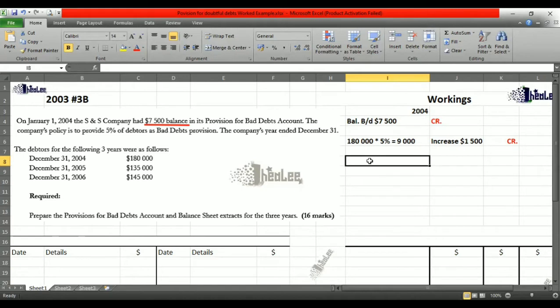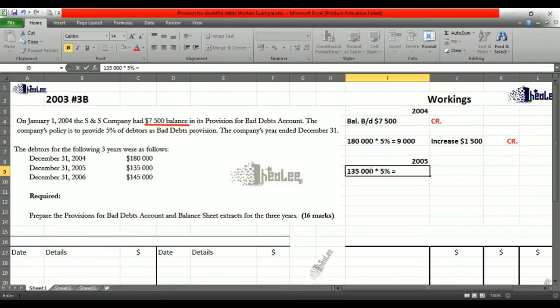Now we're going to look at the year 2005, and we need to ascertain what is the balance in our provisions account for 2005. Our debtors value is 135,000. The rate for the provision remains at 5%. So we're calculating 5% of that.